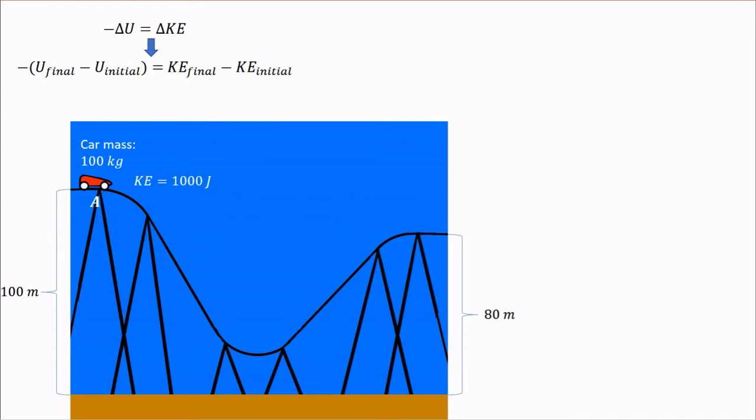We have a car at the top of the big drop of a roller coaster, in position A. At this position, it has a kinetic energy of 1000 joules. What will be its kinetic energy when it gets to position B? You ought to be able to solve this if you pause here and work at it.